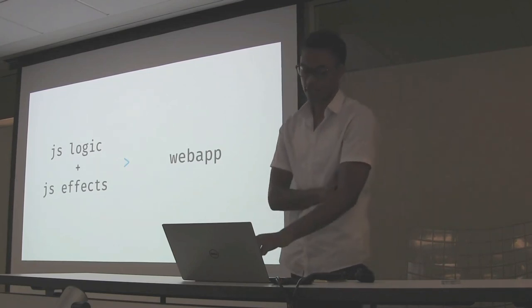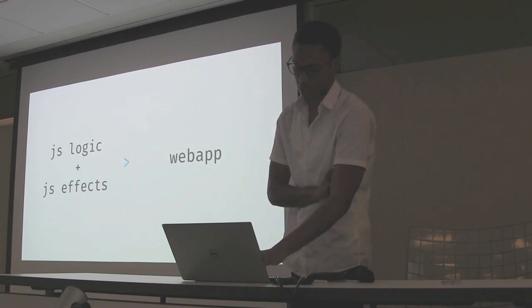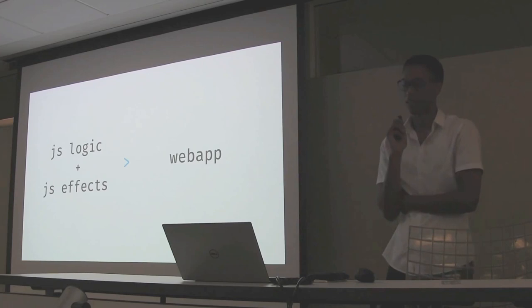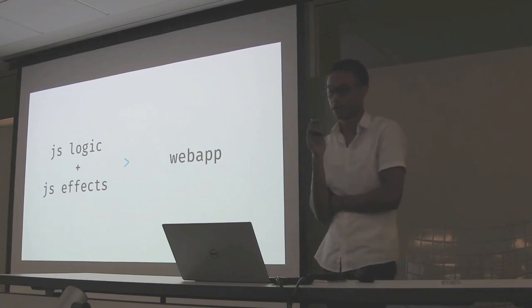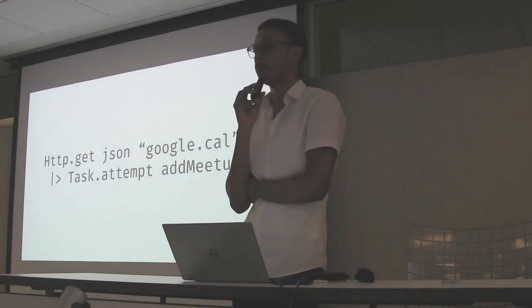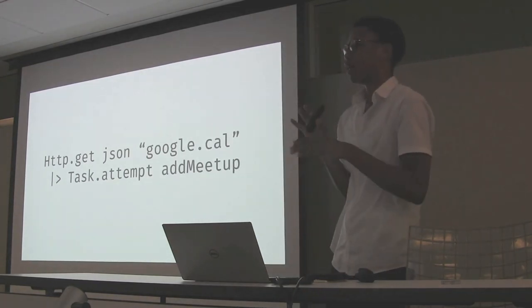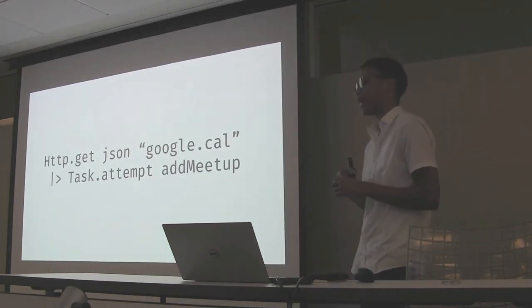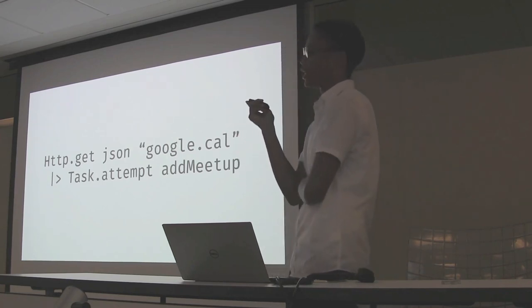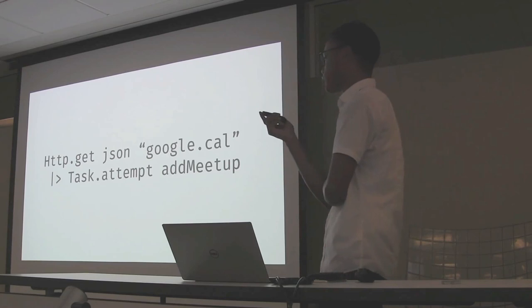That's the last of me talking about what I'm going to talk about. Let's show an example and then talk about some of the benefits that we see in the Elm community. So this is how we interact with effects in Elm. They're called tasks. And so Http.get returns a task.